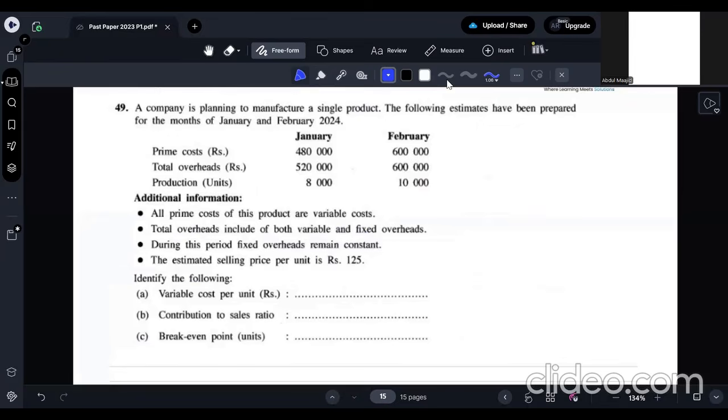Then 49. A company is planning to manufacture a single product. The following estimates have been prepared for the month of January and February.